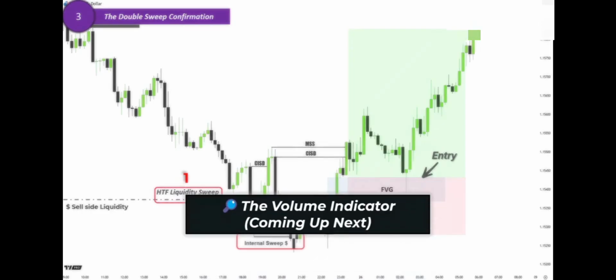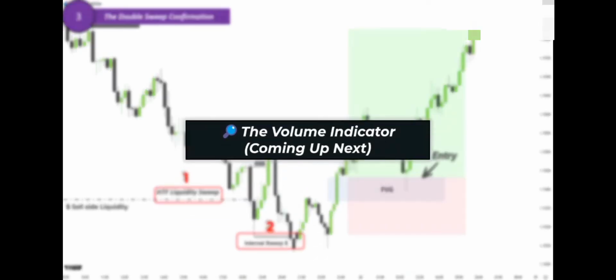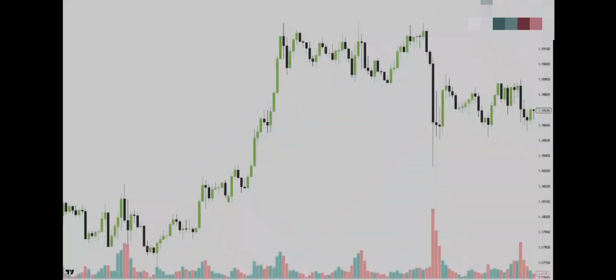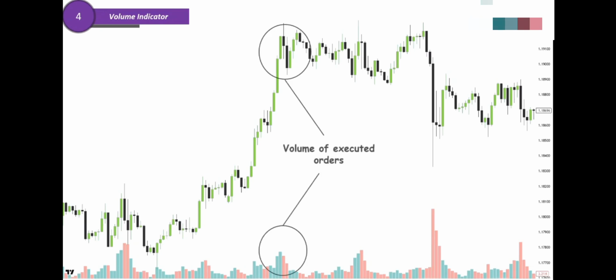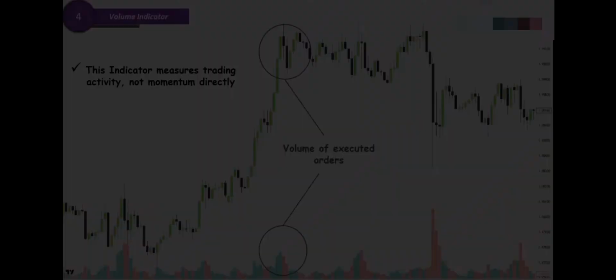Now let's proceed with the fourth filter, volume indicator. The volume indicator is usually displayed as vertical green and red bars at the bottom of the chart. Each bar shows the total trading volume executed during a specific candle period. It's important to understand that volume measures trading activity, not momentum directly.